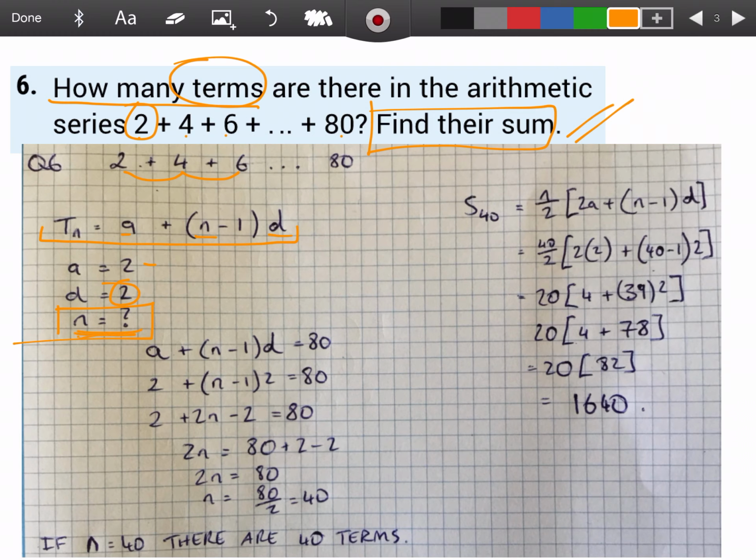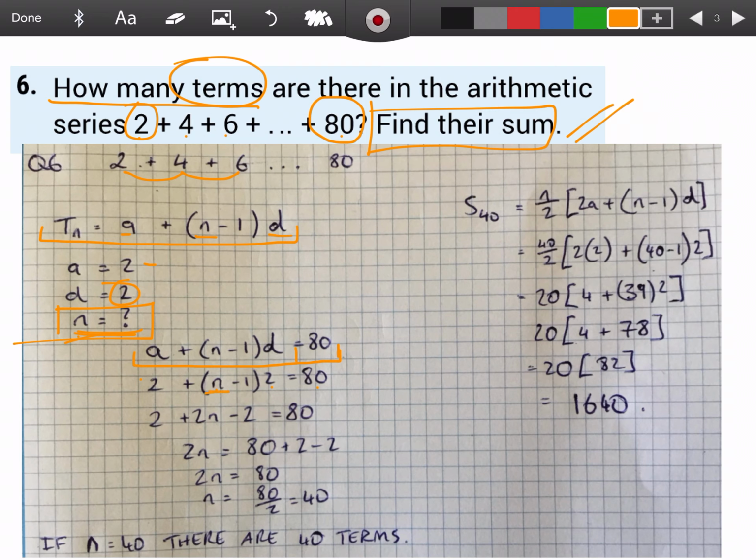I don't know what the final term would be, but I know that the final term in the series is 80. So what I can do is put in the general term formula, and I can put it equal to 80. So I fill in all my values. I've got my a value, my n value, my d value, and I know that it's equal to 80, and I'm going to use this then to solve for n.